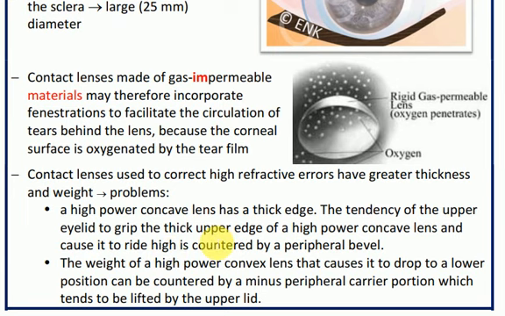The weight of a high power convex lens that causes it to drop to a lower position can be countered by a minus peripheral carrier portion which tends to be lifted by the upper lid.